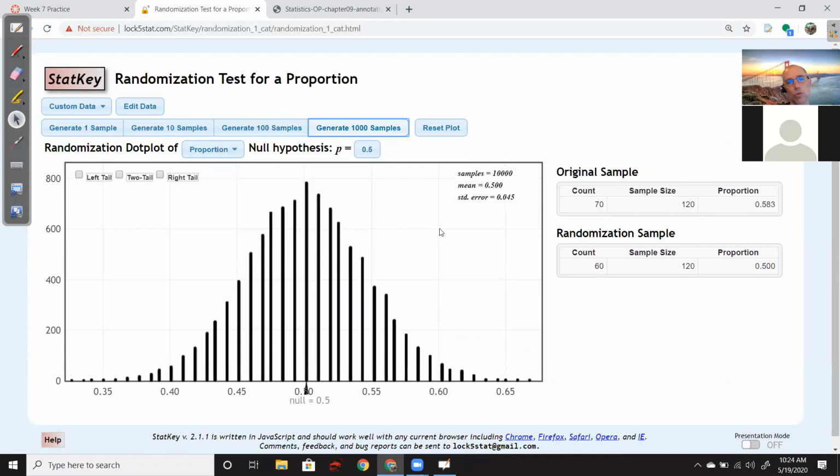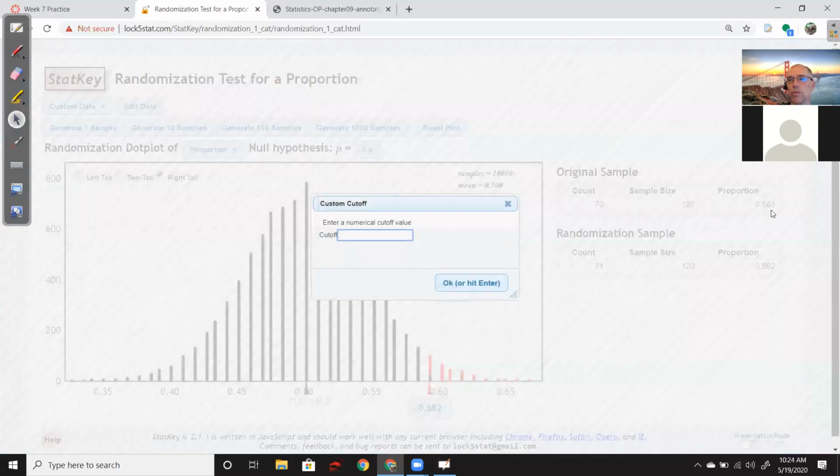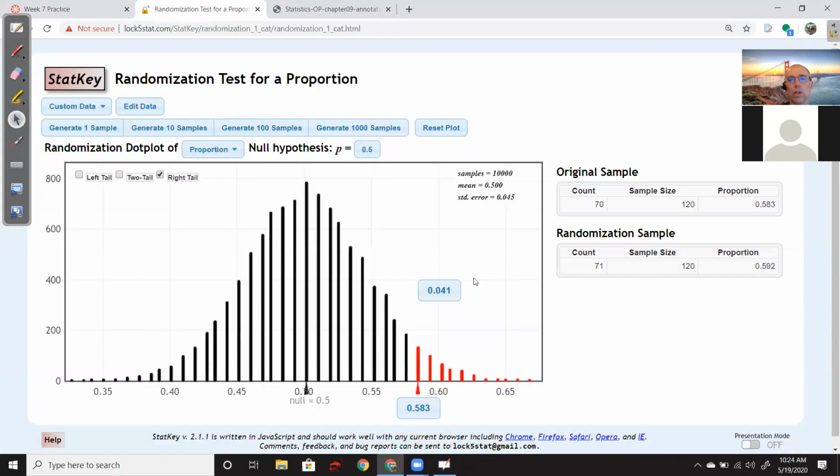And then you get to decide which test you're doing. My alternative was greater than, so it's a right tail test. And then once we choose the test, we plug in our sample data, which was the 58.3%, so 0.583, and I'll probably get a slightly different number than before. I got 4.1% this time.